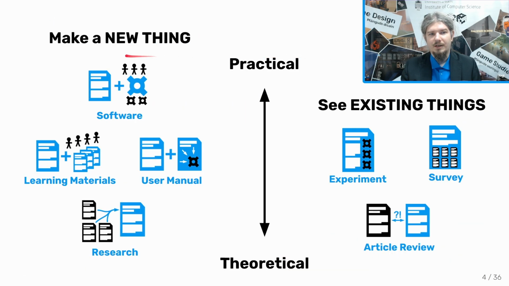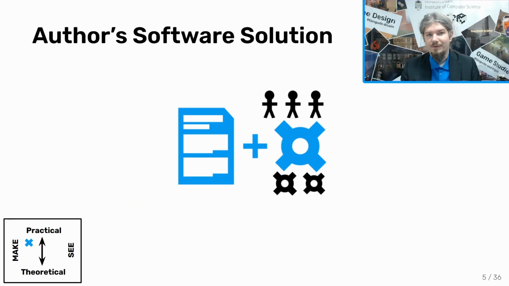Those types can be categorized into types where you focus on making a new thing and where you focus on seeing existing things. They can also be put on a scale, so some of those types are more practical and some more theoretical. The first, very practical type is the author software solution.